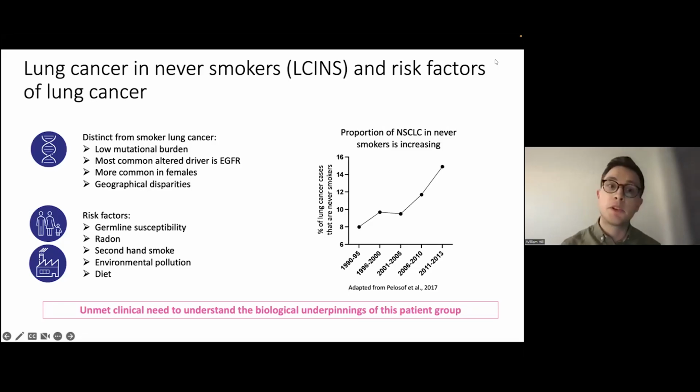There's a number of established risk factors which may explain this, such as germline susceptibility, radon, secondhand smoke, and exposures. And it appears that potentially the proportion of people who never smoked who get this disease is on the increase. So there's an unmet clinical need to understand the biological underpinnings of this patient group.